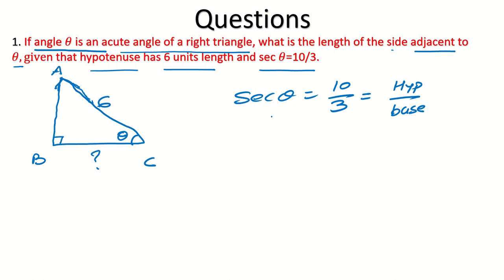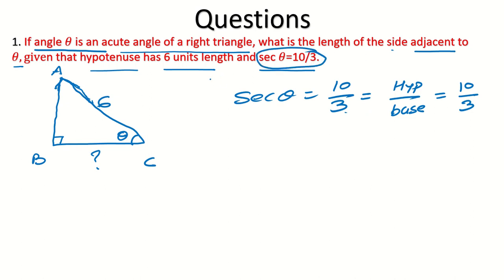Okay, so what is the value of sec here? Hypotenuse over base. So this will be, hypotenuse is 10 and sec theta is, base is 3. Now, why have they written this thing in here in this question?